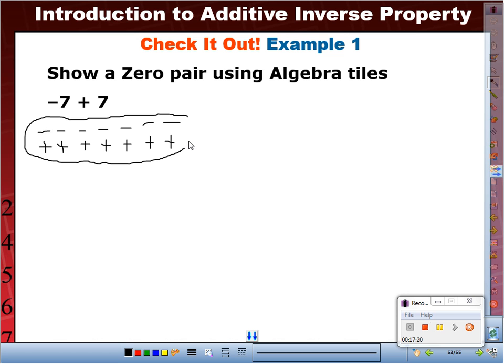Circle this, and I do this. I cross them out. Think for yourself. Keep the answer for yourself. Why am I crossing these out? Tell your neighbor.